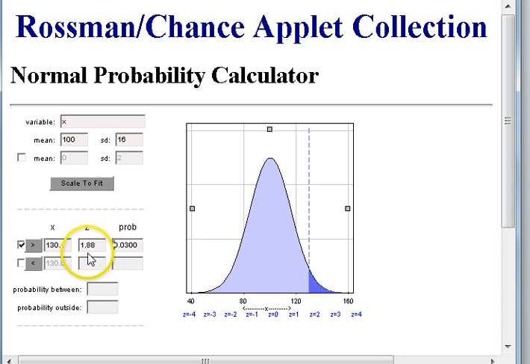Their z-score, in other words, also must be greater than a z of 1.88. A score of 130.1 corresponds to a z-score of 1.88. So they need to be 1.88 standard deviations or more greater than the mean in order to qualify for this gifted and talented program.